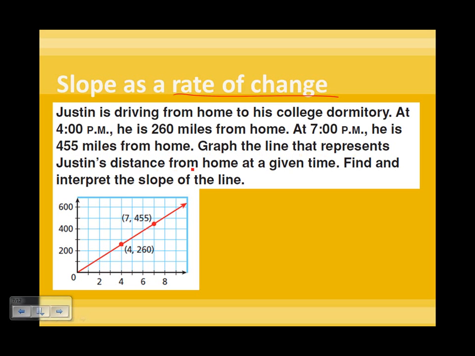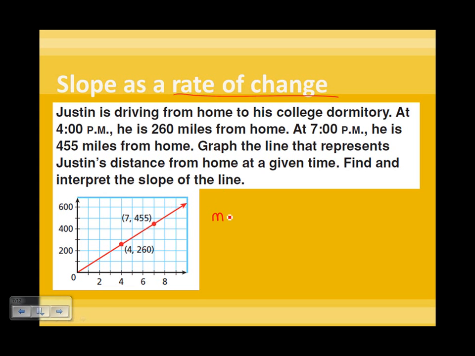Graph the line that represents Justin's distance from home at a given time, and then find and interpret the slope. So the graph is already made for you. 4 hours into the trip, he is 260 miles away from home. Then 7 hours into the trip, he is 455 miles from home. So can we find the slope or the rate of change of Justin's travel?